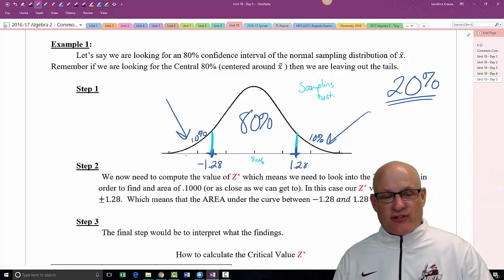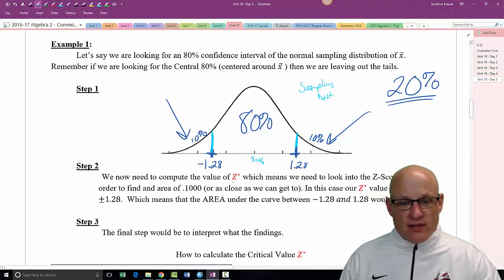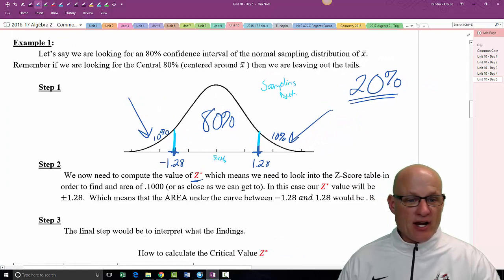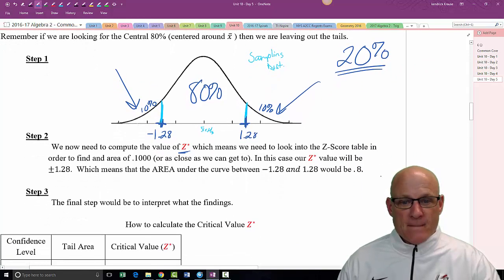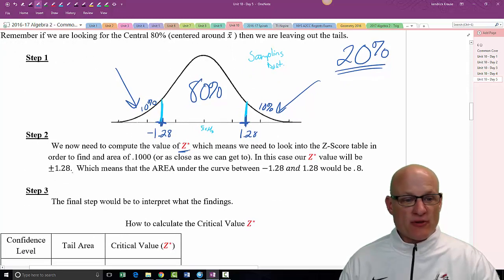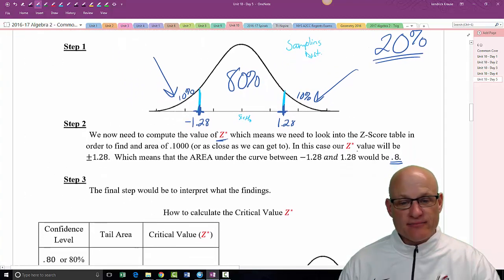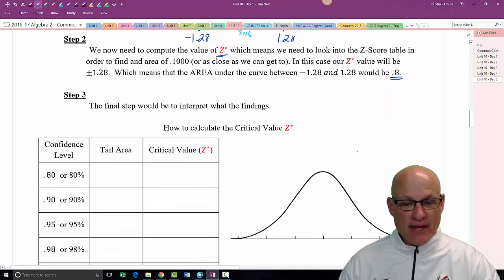So we looked up. It says, step 2, we're going to look up and compute Z star, which means we need to find it in the Z table. We looked in the Z table to find an area of 0.100, and we found one really close. In this case, our Z star is plus or minus 1.28, which means the area under the curve between negative 1.28 and 1.28 is approximately 0.8. This final step would be to interpret the findings. We'll do that eventually today.